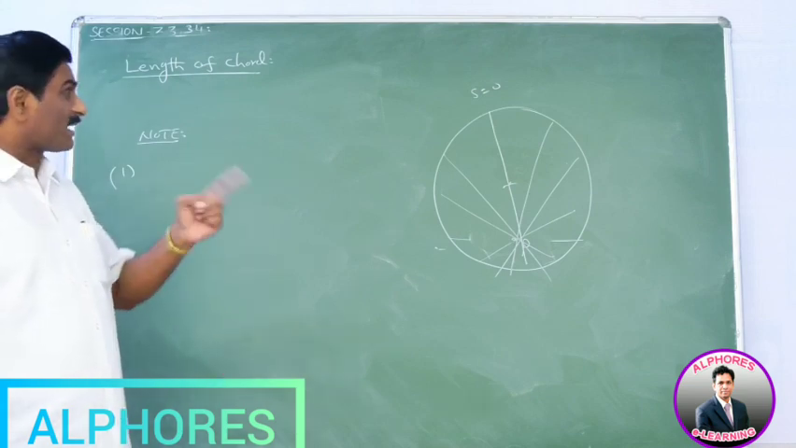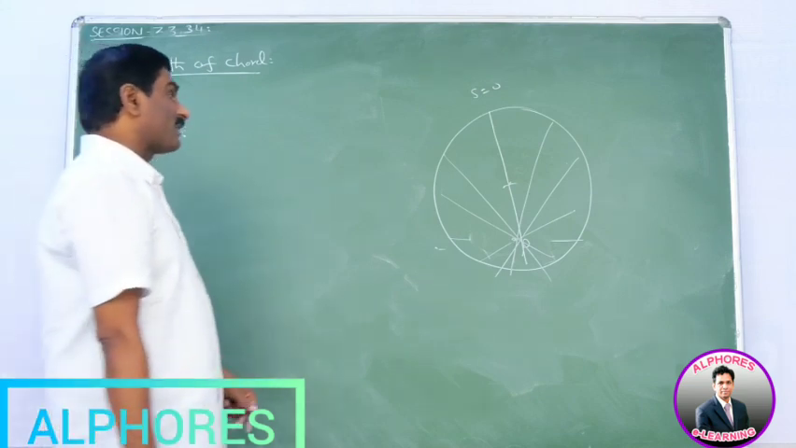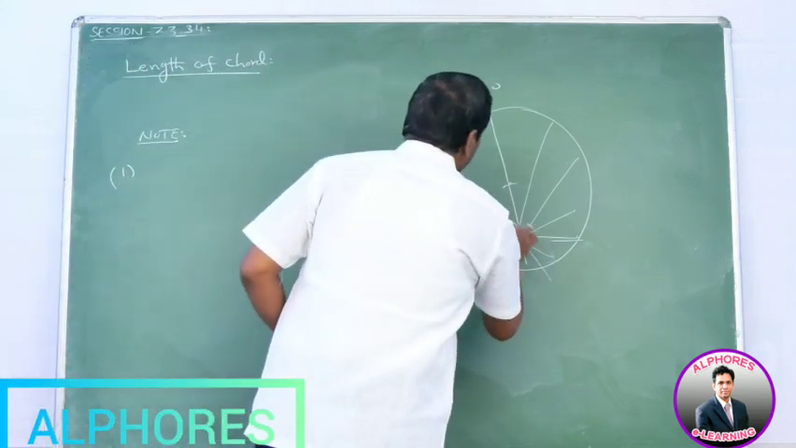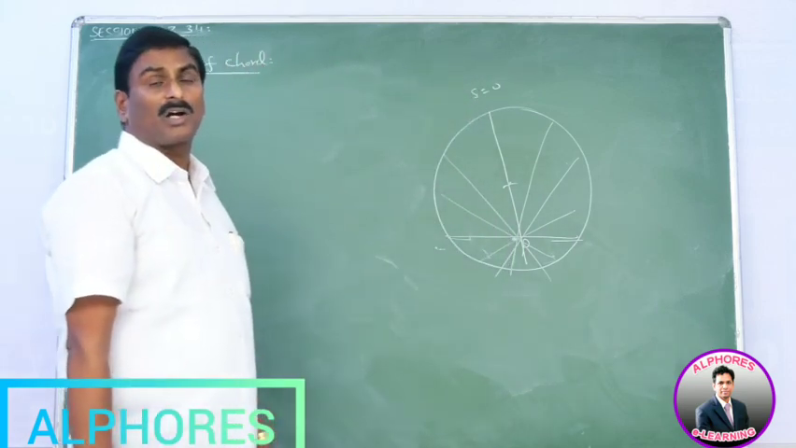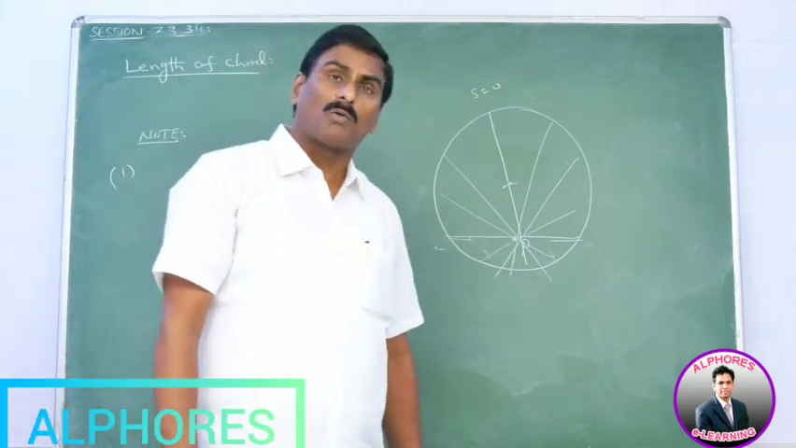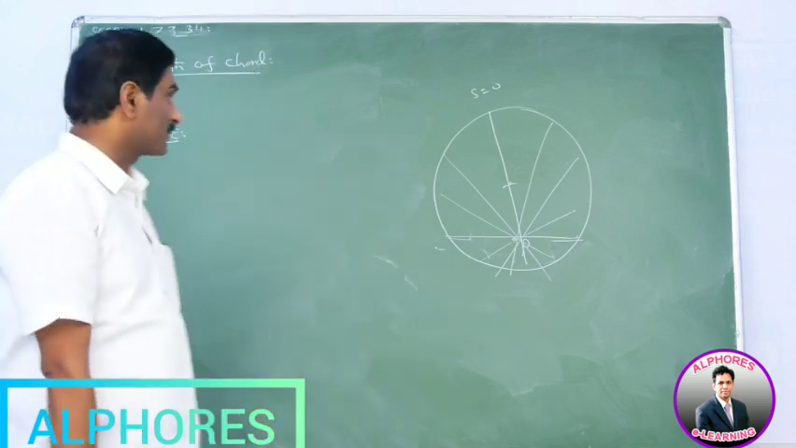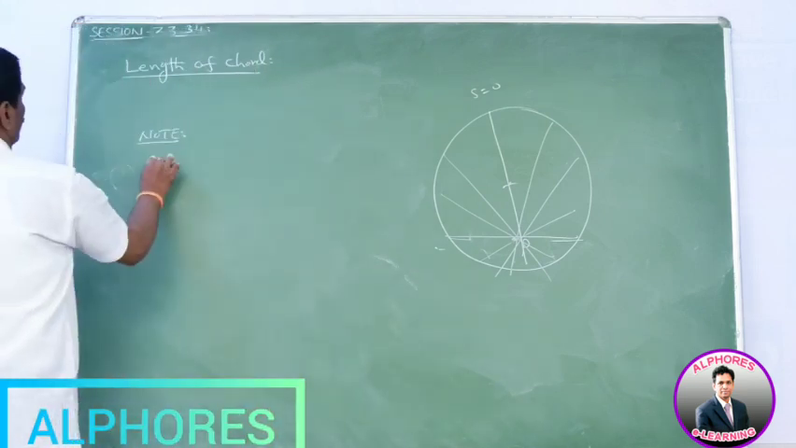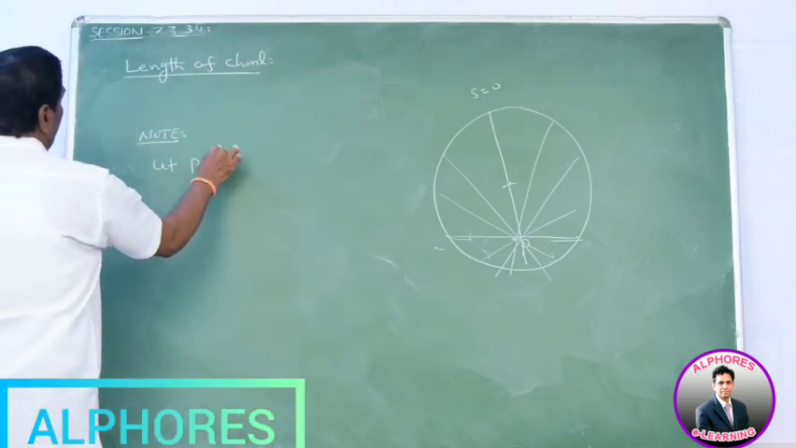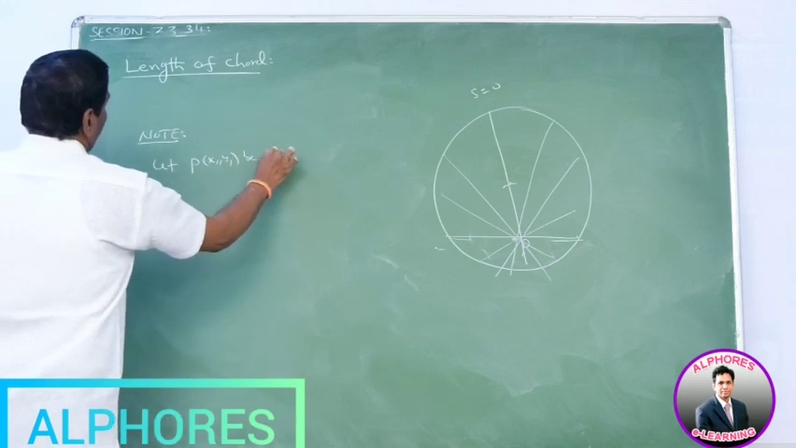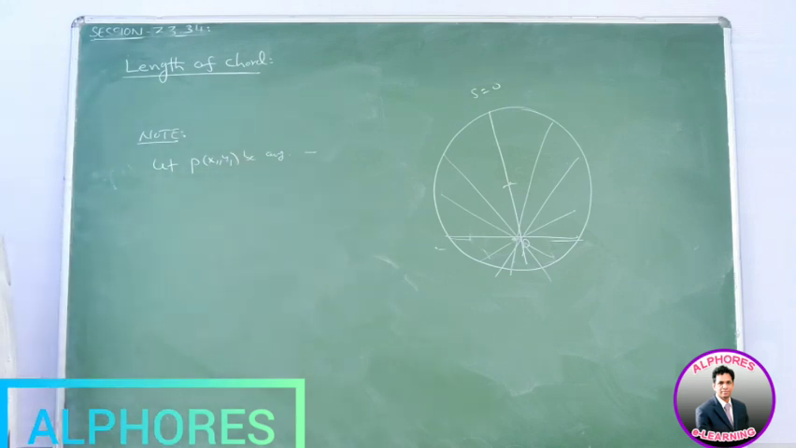Okay. What is the minimum length? The minimum length of the chord is possible when P is the midpoint of the chord. When P is the midpoint of the chord, the minimum length of the chord is equal to 2 root mod S11. Please note this point. Let P(x1, y1) be any interior point with respect to the circle S = 0.